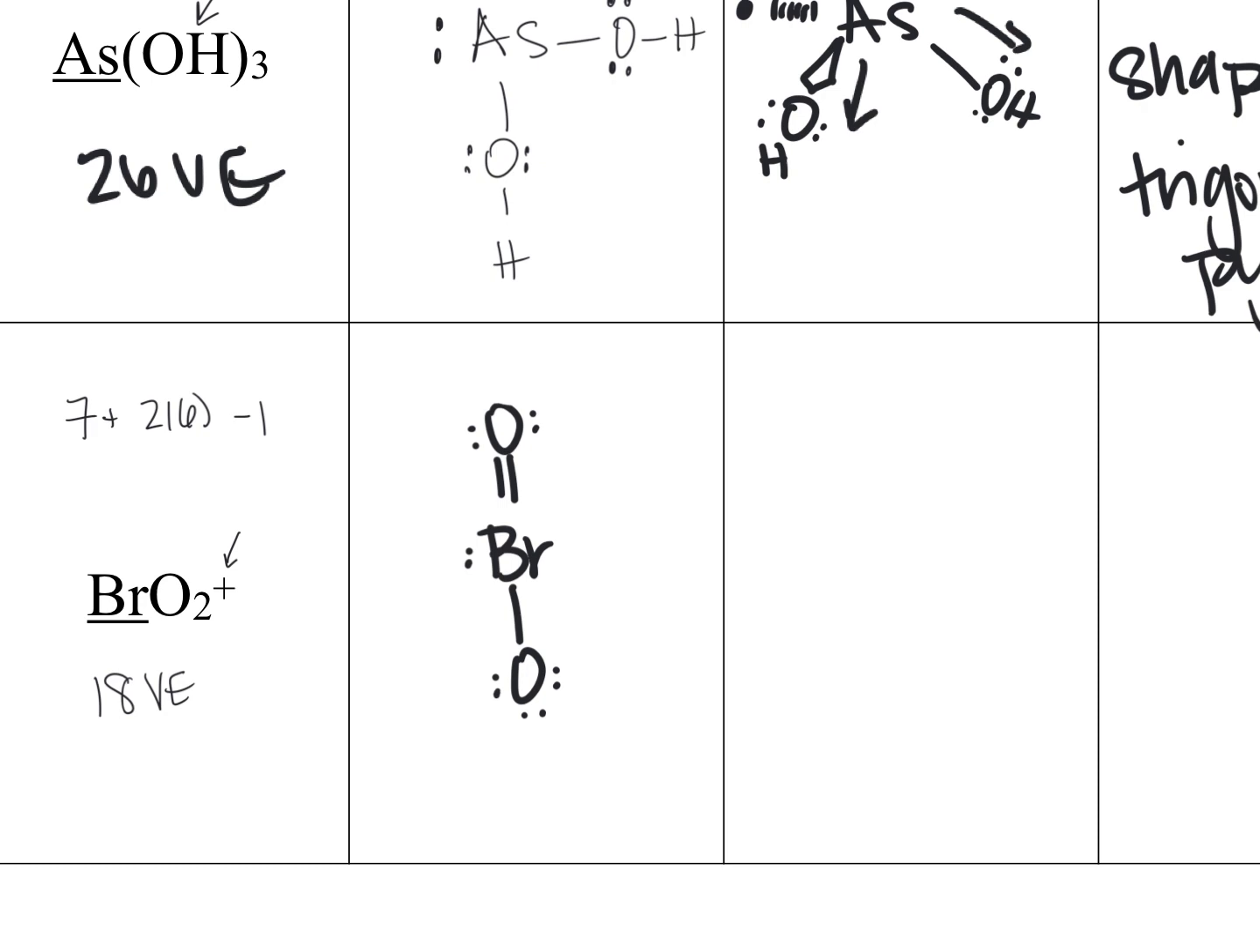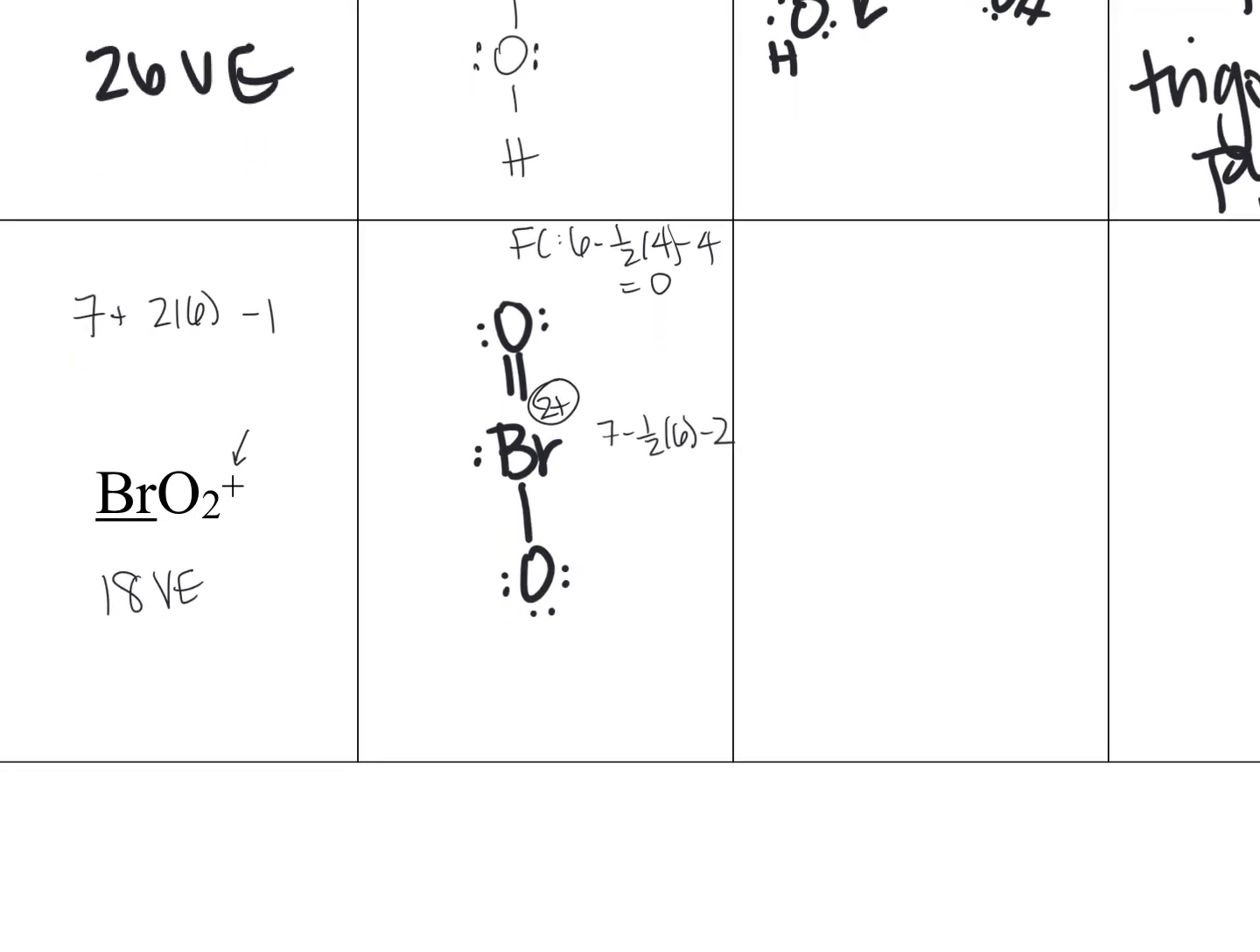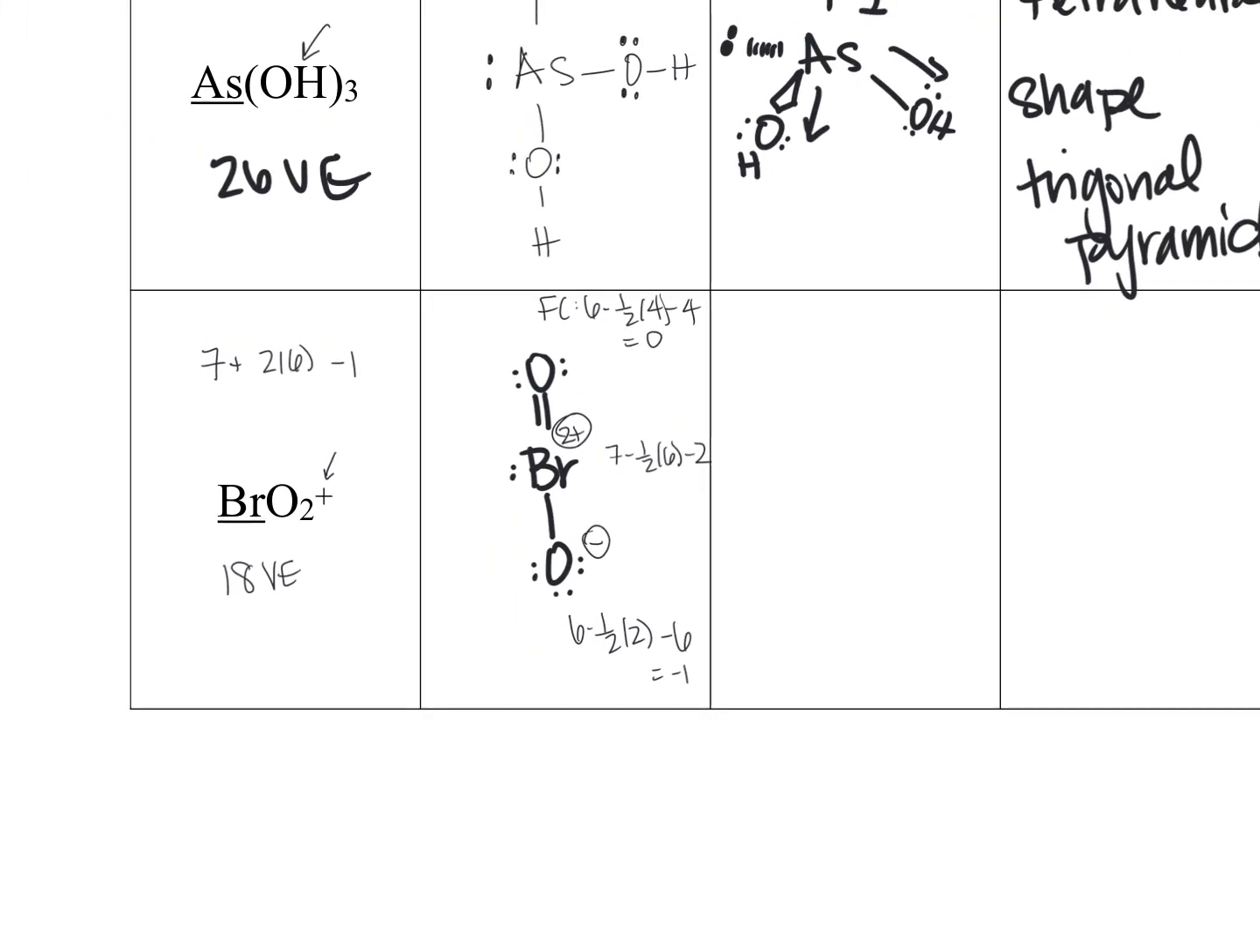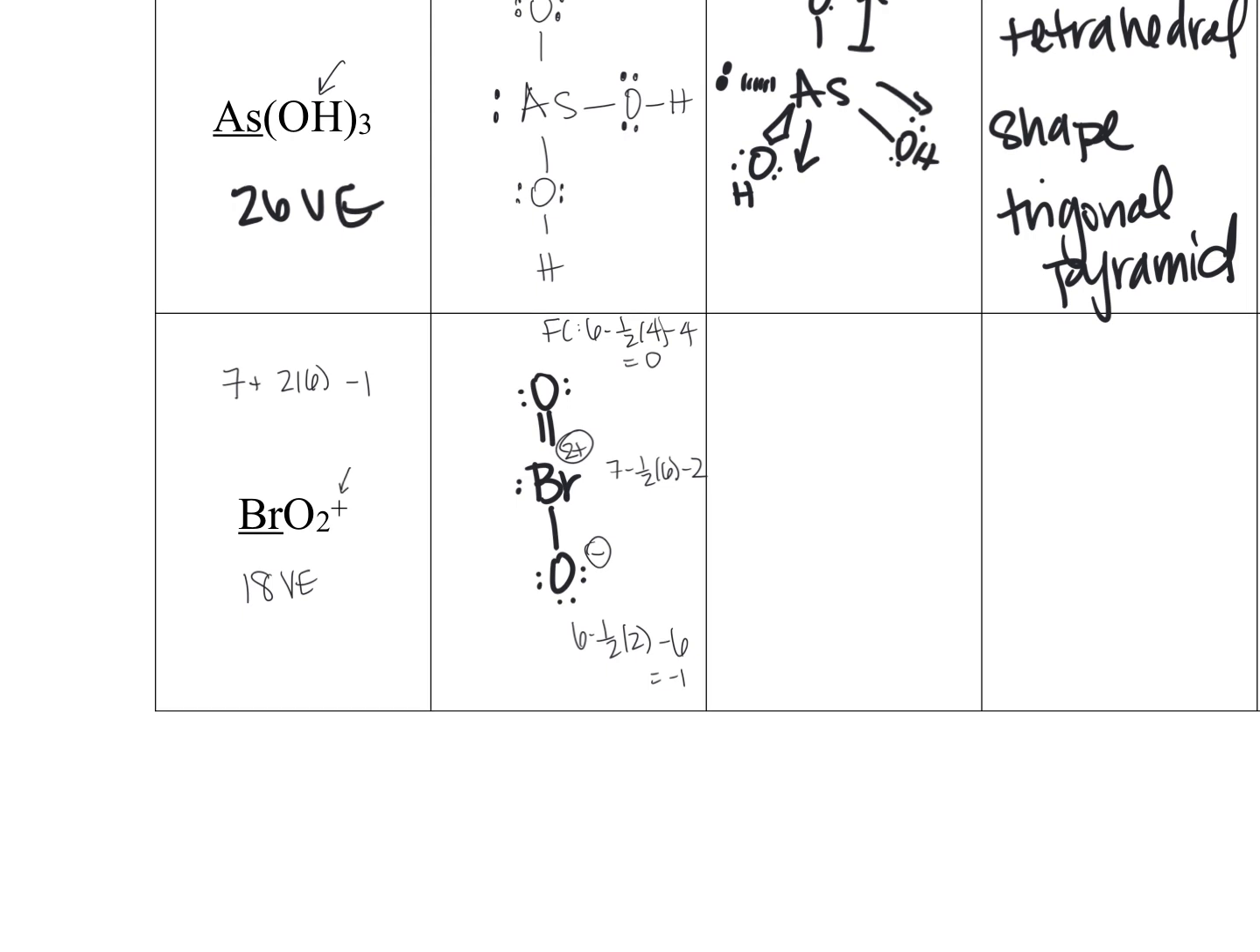So the formal charge for the one on the top is 6 minus half of 4, minus 4, so that's 0. For bromine, it's 7 minus half of 6 minus 2. So this is going to actually be a 2 plus. And this oxygen down here on the bottom is 6 minus half of 2 minus 6, and that equals negative 1. So in this case, everyone has octet, but we can also see that the bromine has a charge on it.